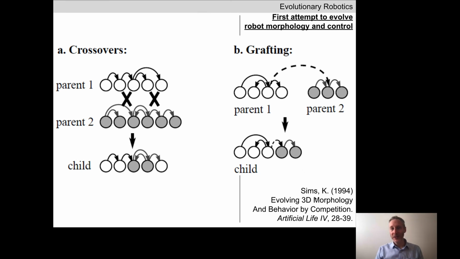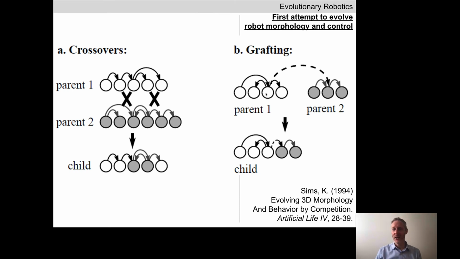Sims was very prolific in this work. He sort of put everything but the kitchen sink into this algorithm. He also included grafting, where you graft genetic material from one individual onto another. In grafting, again, we choose two parents at random in the population. We start copying parent 1. We copy nodes and outgoing edges as we march from left to right.